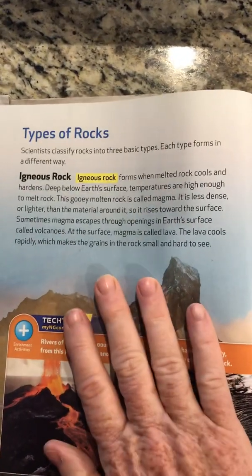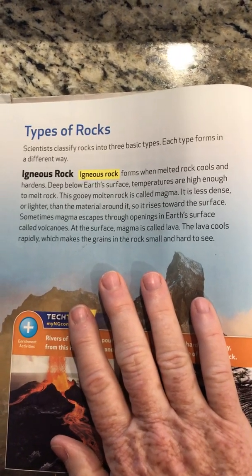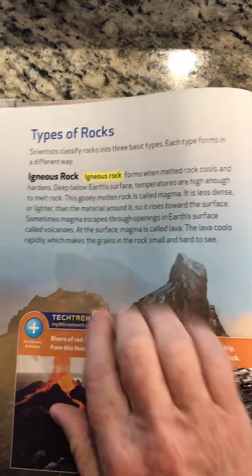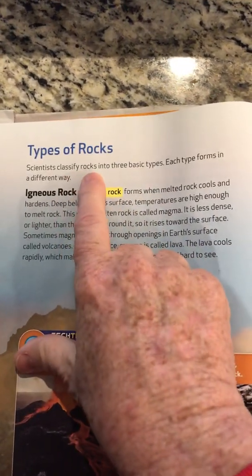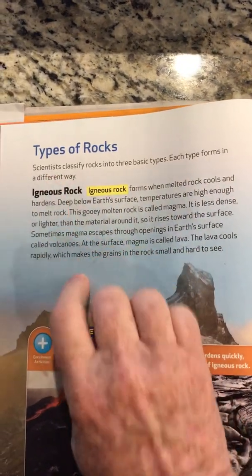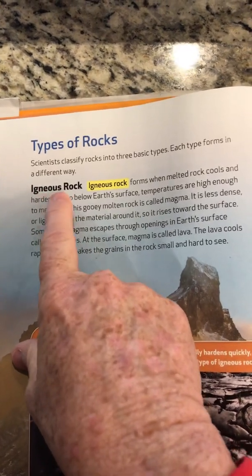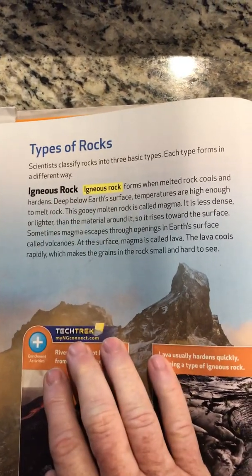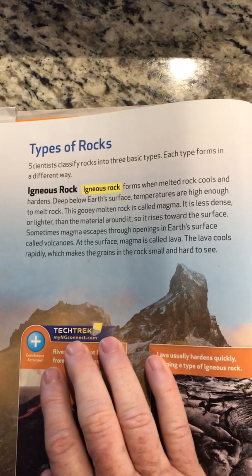So this is what I want you to copy down in your science notebook. So we know that rocks are a mixture of all kinds of different minerals, but we classify them into three basic types, and each type forms in a different way. So the first one, I want you to copy down this word, igneous rock, and I want you to put the definition. Igneous rock forms when melted rock cools and hardens.